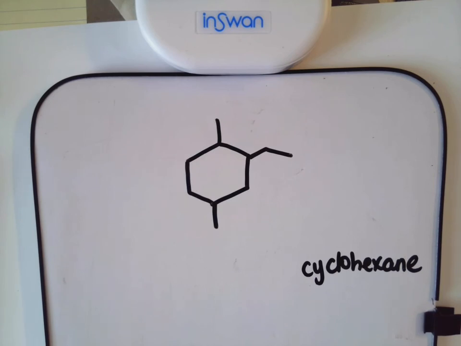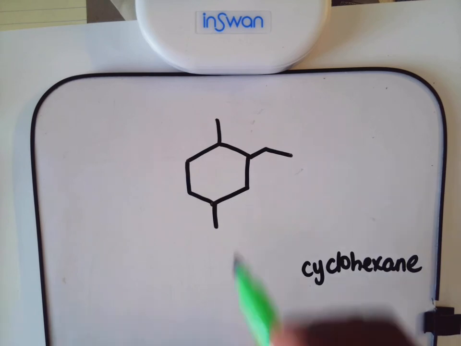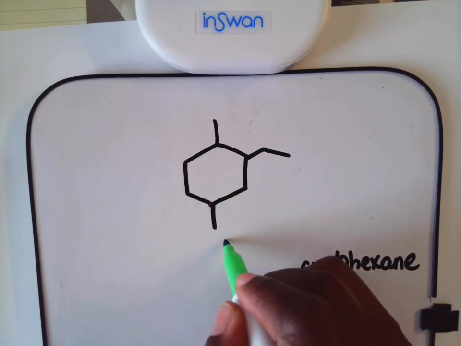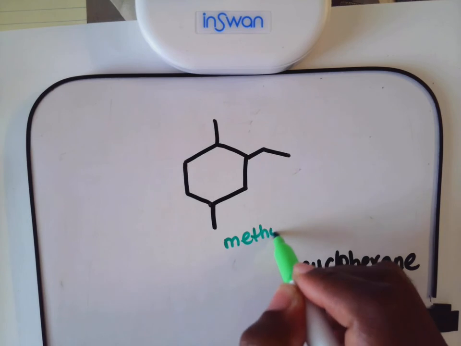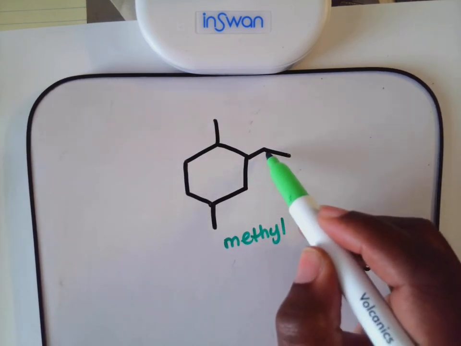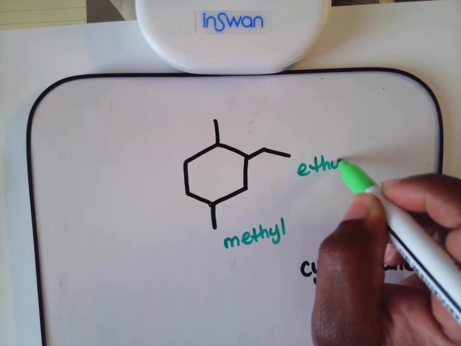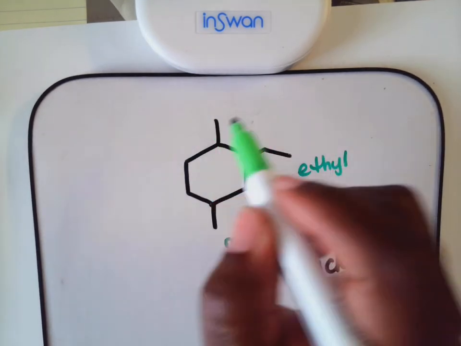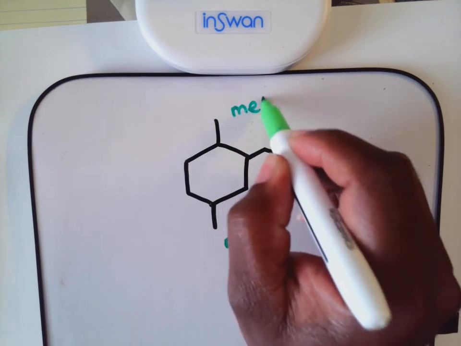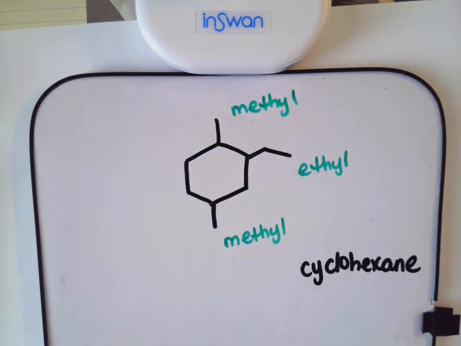From there, we want to identify substituents. I can see 3 branches sticking outside of my ring, or my parent chain. This one branch has 1 carbon, so it will be a methyl group. This one branch contains 2 carbon atoms in a straight chain, so it will be an ethyl group. Then this one contains 1 carbon, so it's also a methyl group. So I have 3 substituents, but I need to identify where these substituents are located, so I need to number my parent chain.